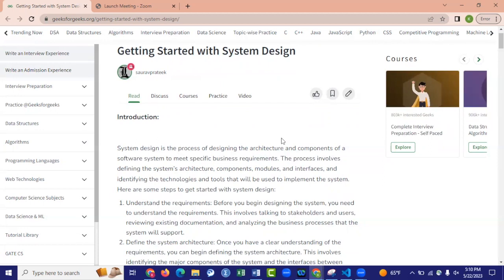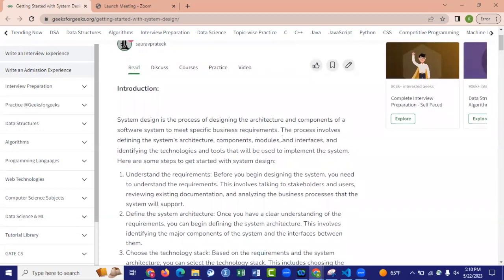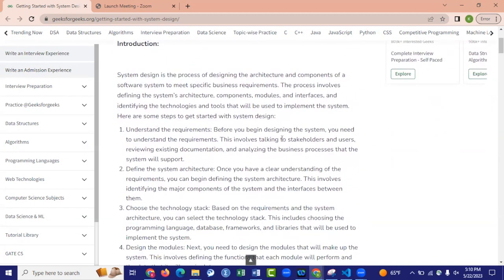So there are several steps that are followed to start the system design. First is to understand the requirements. Before you begin designing the system, you need to understand the requirements. This involves talking to stakeholders and users, reviewing existing documentation, and analyzing the business processes that the system will support.